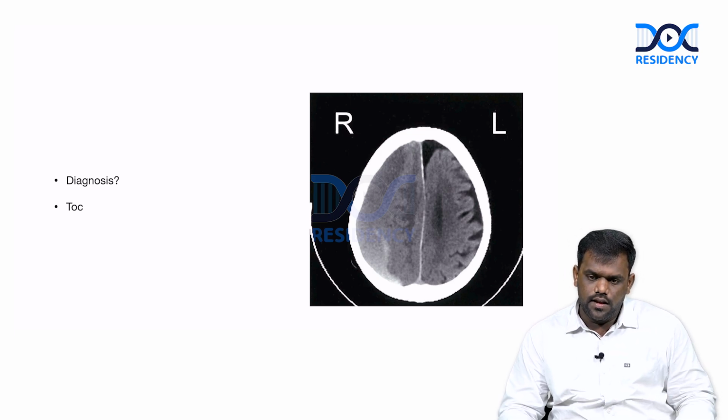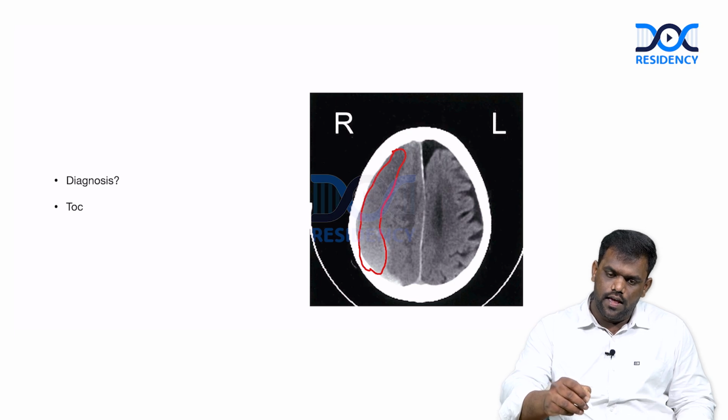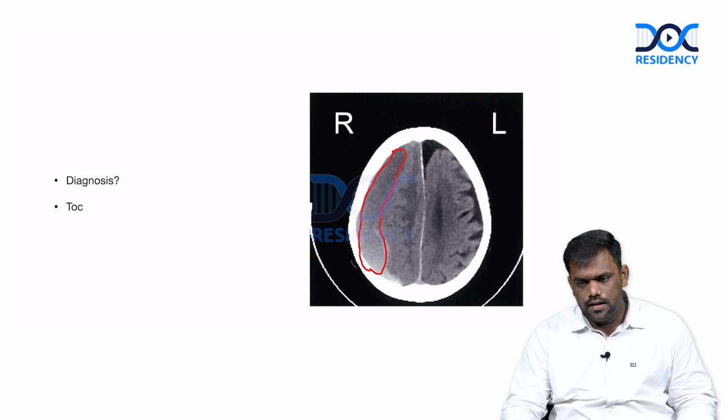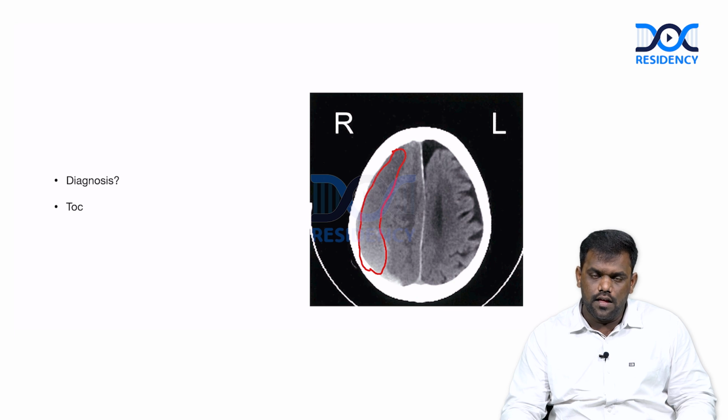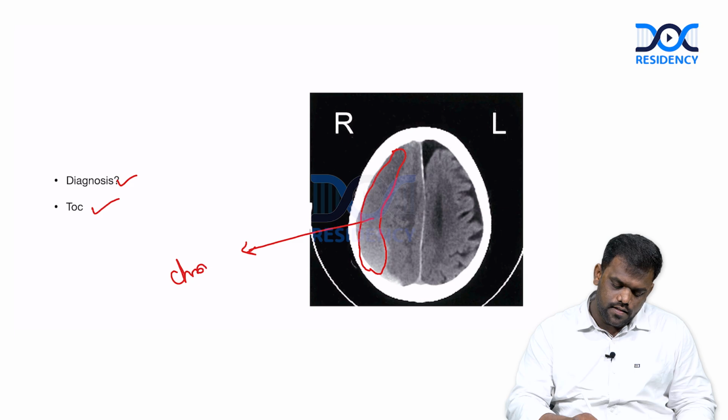So what is this lesion? It shows an iso to hypodense lesion in the convexity. It is not very hyperdense. It is hypo to isodense. What is the diagnosis? What is the treatment of choice? It indicates a chronic SDH.